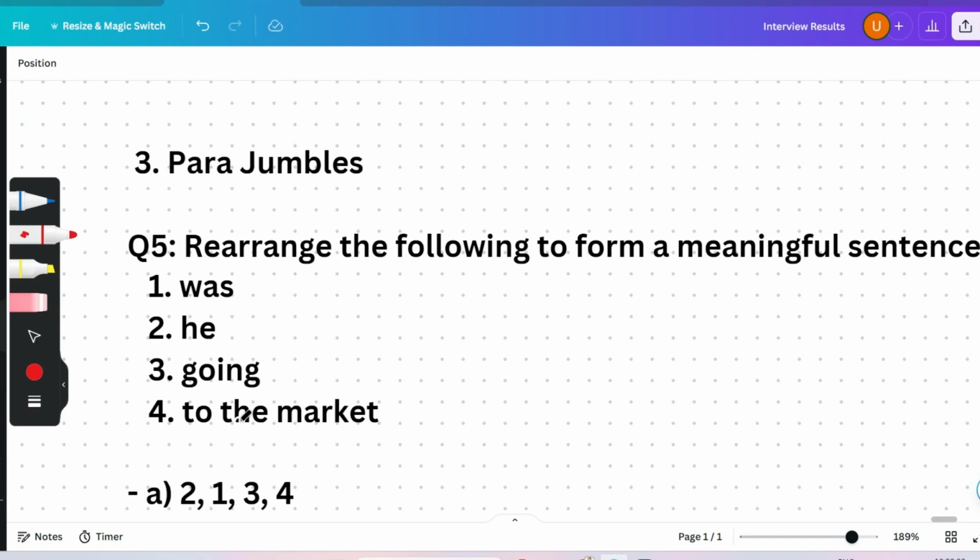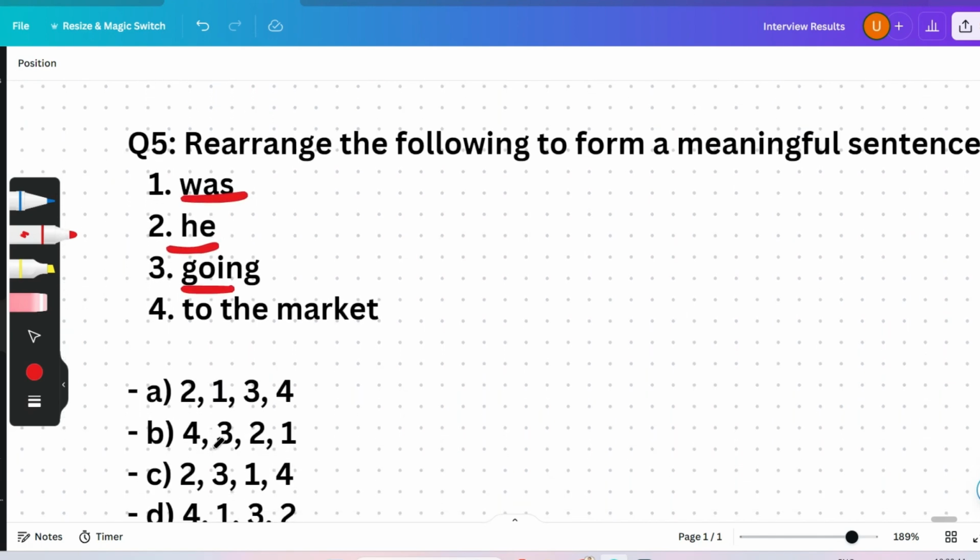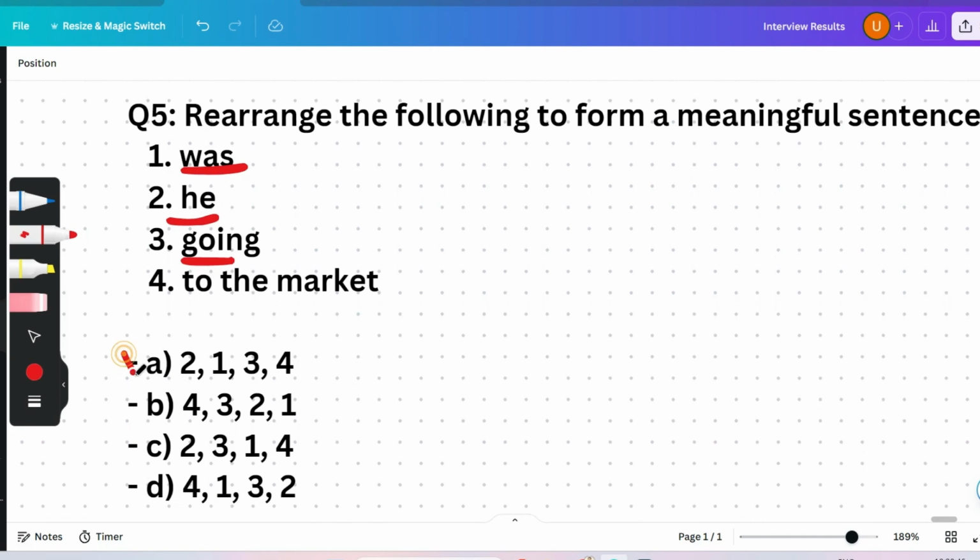So in this case the correct answer will be what? At first, he, the subject, okay. So at first you have to choose the verb or the subject. If you find the verb, then you can easily find the subject, because who is going? He. So he is going, that means he is the subject. Then it is in past perfect continuous tense, so he was going to the market will be the correct answer. So 2 1 3 4 will be the correct answer, so option A will be correct, okay.